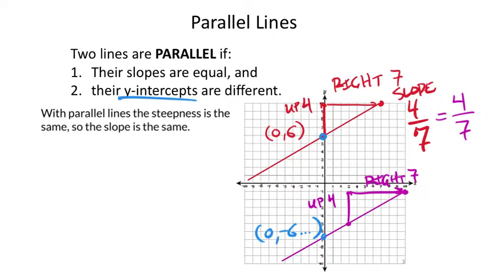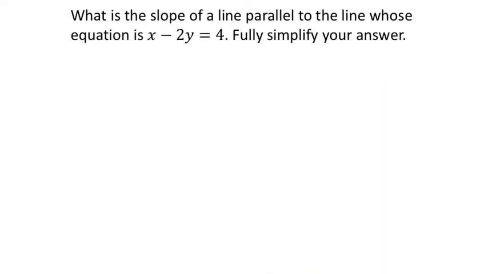So what they're going to do on some of the problems later is they're going to give you one of these lines, and then you got to graph another one. It doesn't matter where you put it. Again, for a parallel line, you would just expect the slope to be the same. So what is the slope of a line parallel to the line whose equation is x minus 2y equals 4? Well, we know that parallel lines have the same slope. So whatever slope we get out of this, we know that we're going to have the same slope.